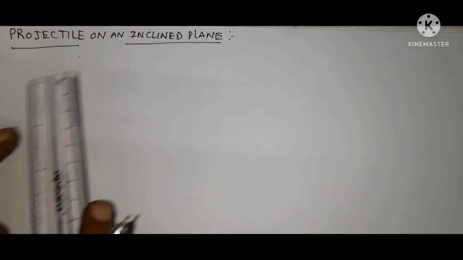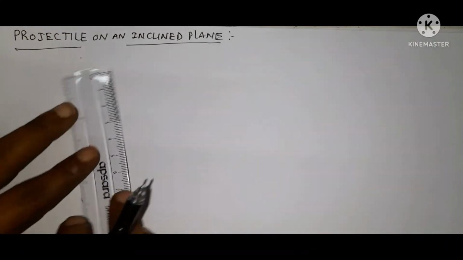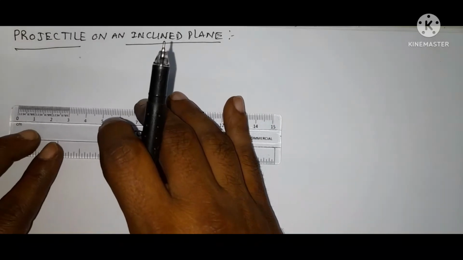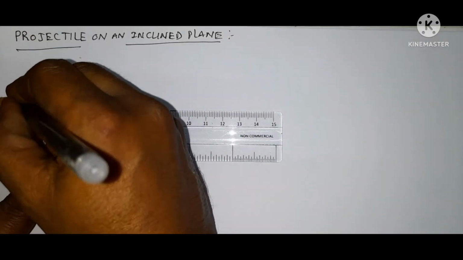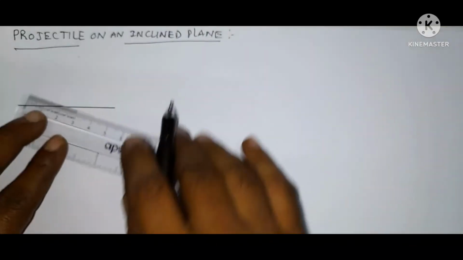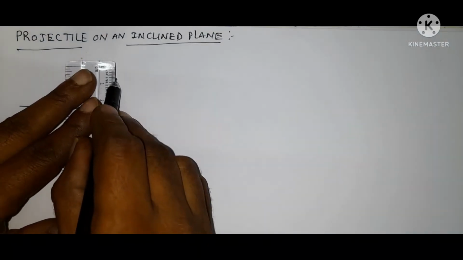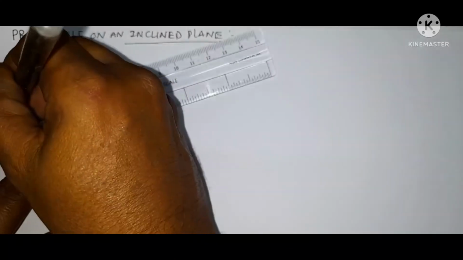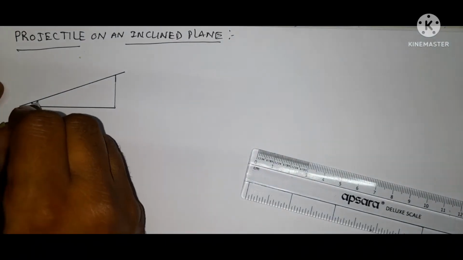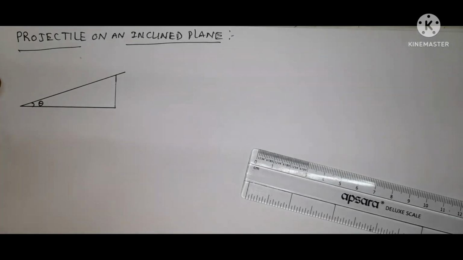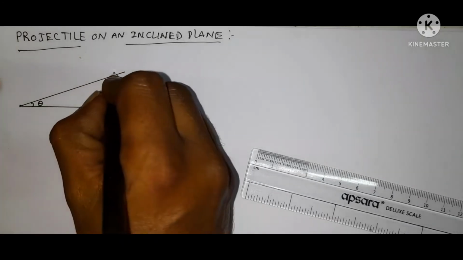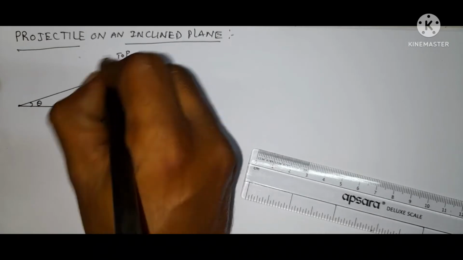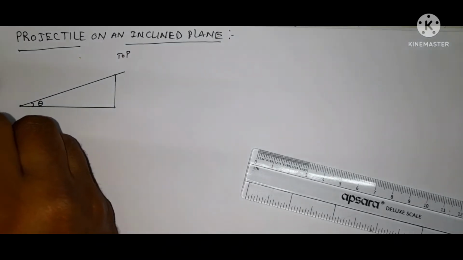For example, here this is an inclined plane. I am drawing the inclined plane here. What is the angle of inclination? Generally, the angle of inclination can be considered as theta. This is the bottom, and this is the top.